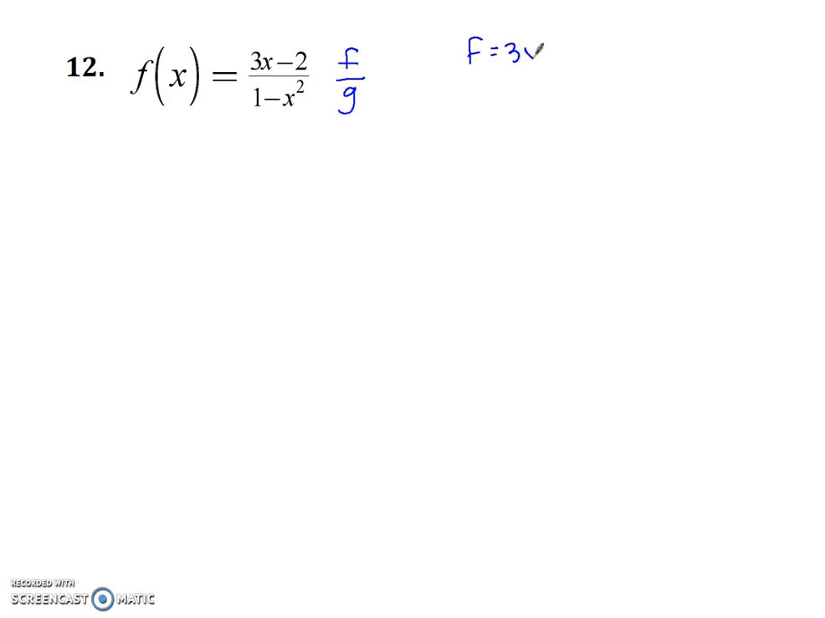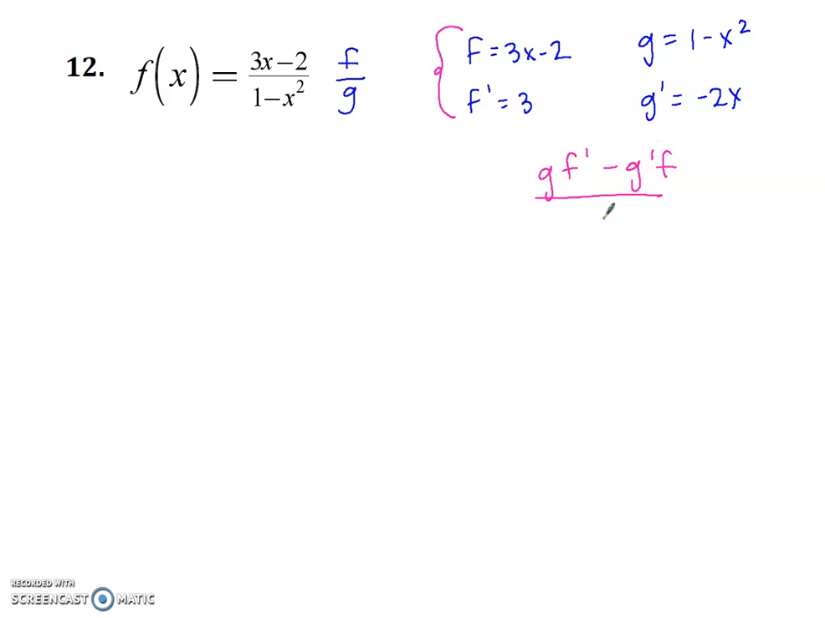So f will be 3x minus 2. F prime will just be 3. The derivative of 2 will just be 0. G is always the bottom, so that'll be 1 minus x squared. G prime, the derivative of 1 is 0, and then that would be a minus 2x. So I can take all of this and plug it into the quotient rule, which is G times F prime minus G prime times F all over G squared.